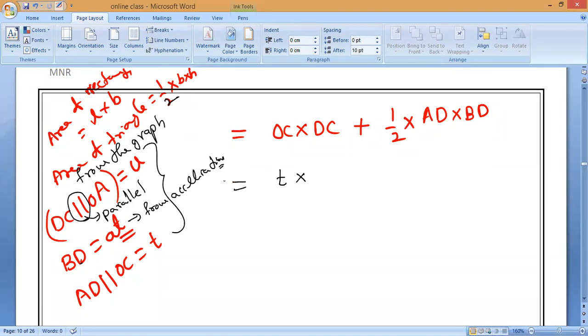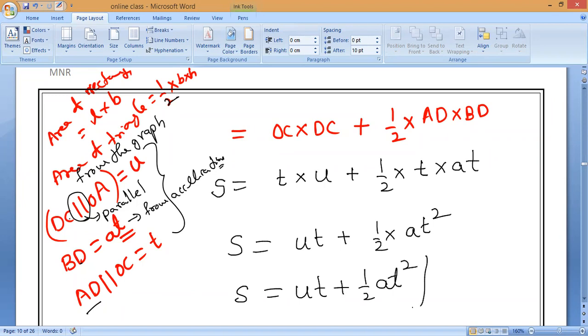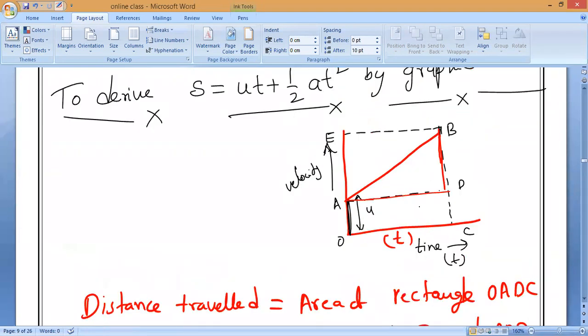Distance traveled is S. So DC is equal to U, plus half into AD, where AD is equal to T, into BD, which is equal to AT. Now rearrange: UT plus half into T into AT, that is AT square. So S is equal to UT plus half AT square. Have you got the answer? Very simple. So if you want to derive the second equation, you have to remember the area of a rectangle plus the area of a triangle. Clear, everyone?